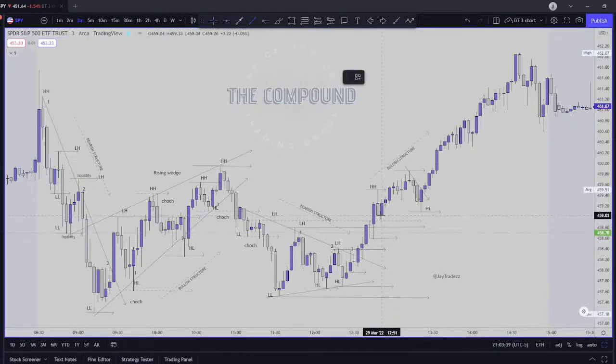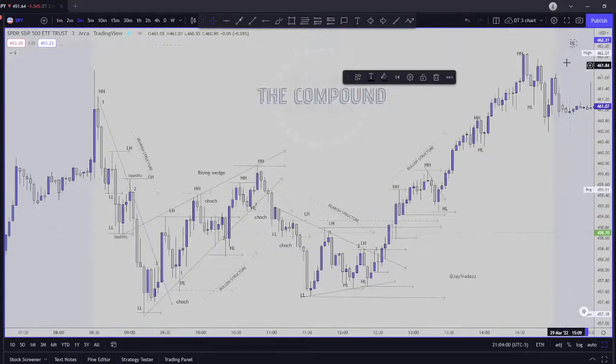With this happening again here. Another higher low, higher low, higher high. Oh, look at that again. A higher low here, and a higher high here. Oops, sorry.